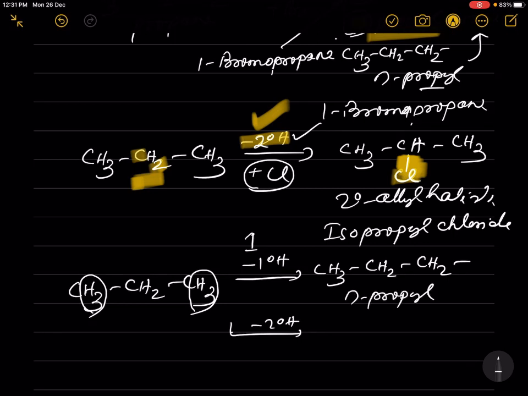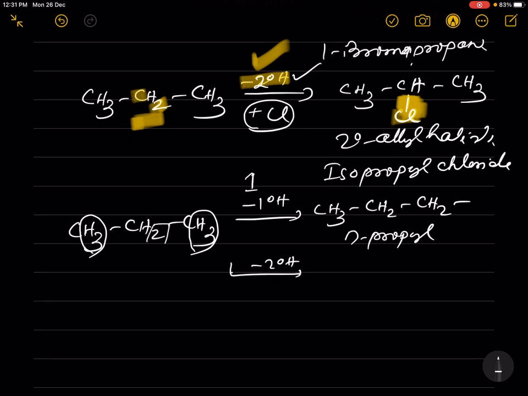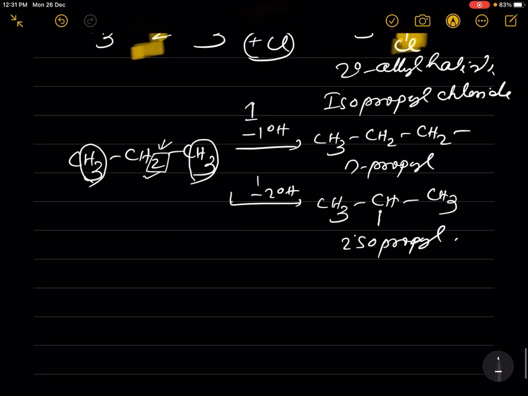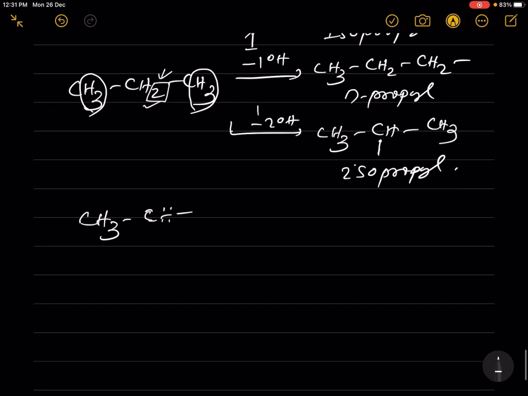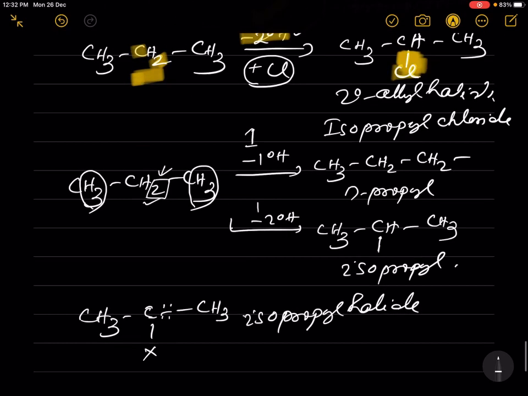N-propyl. If you remove the second hydrogen atom, there are two secondary hydrogen atoms. If you remove one secondary hydrogen atom, then you will get CH3 CH bond CH3. You see, this is isopropyl. So when a halogen atom is attached to this secondary carbon, then you will get a secondary alkyl halide, and it is isopropyl halide. You see, in the above case, this is isopropyl chloride.